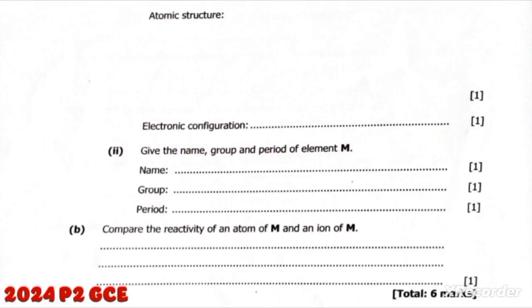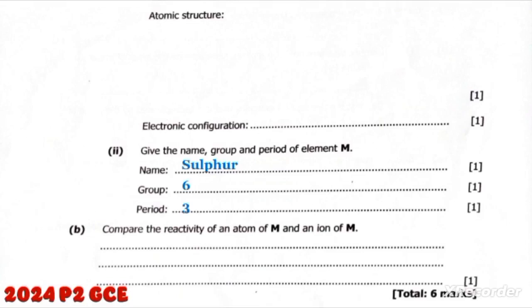So the name of the element, according to our periodic table, is sulfur. This is sulfur. You are free to pause the video and check your periodic table. Okay, and this one is coming from group 6 and the period is period 3.